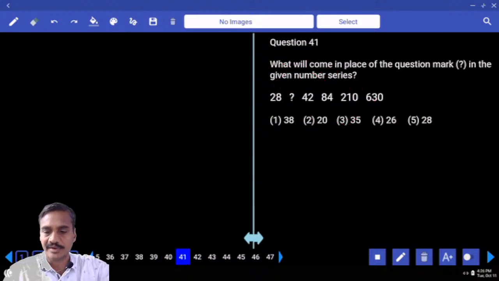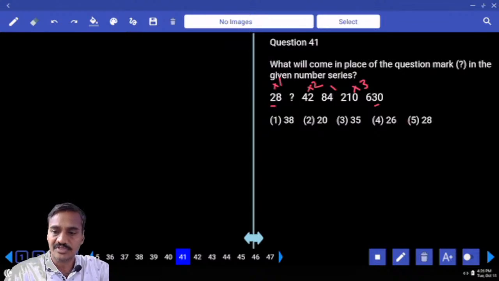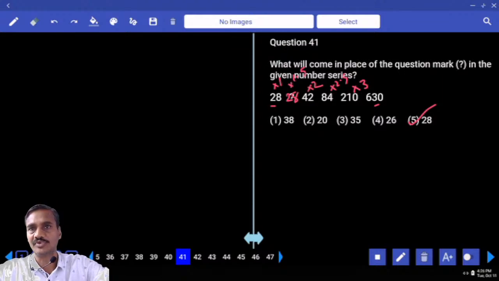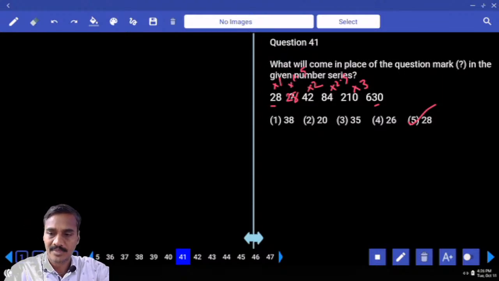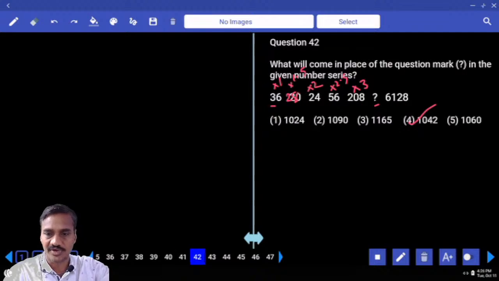Then 41. Numbers starting with 28, 630. Now 210 and 630. అమ్మ చెప్పండి ఎలా రాద్దాం? Into, now 42 and 84, this is a crucial number, into 2. And 84 and 210. Now 210 into 3, into how much? Into 3 అయింది. Into 2 అయింది, into 3 అయింది. కనుక ఇక్కడ ఎంత రావాలి? Into 1 రావాలి. Into 1 that is 28. The remaining numbers ఎలా ఉండాలి? Into 1.5 and into 2.5. Into 1, into 1.5, into 2, into 2.5 and so on. 28, choice 5, question number 41.